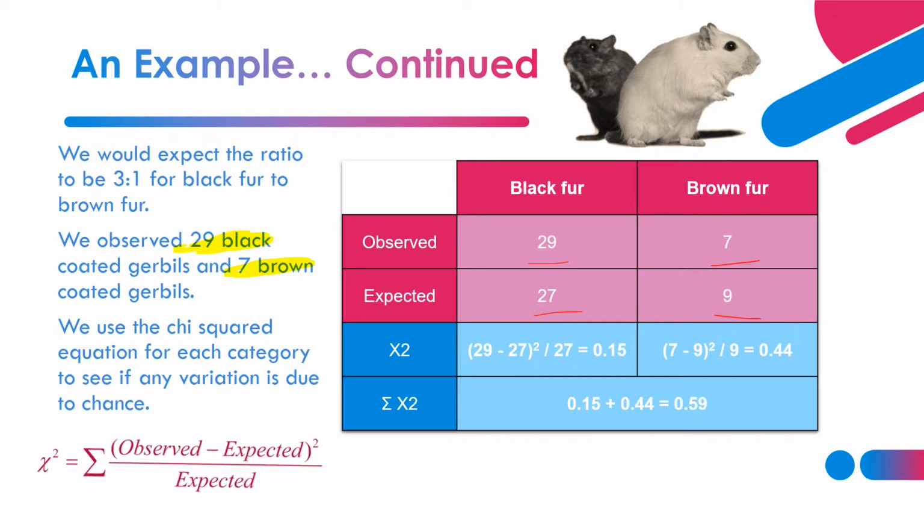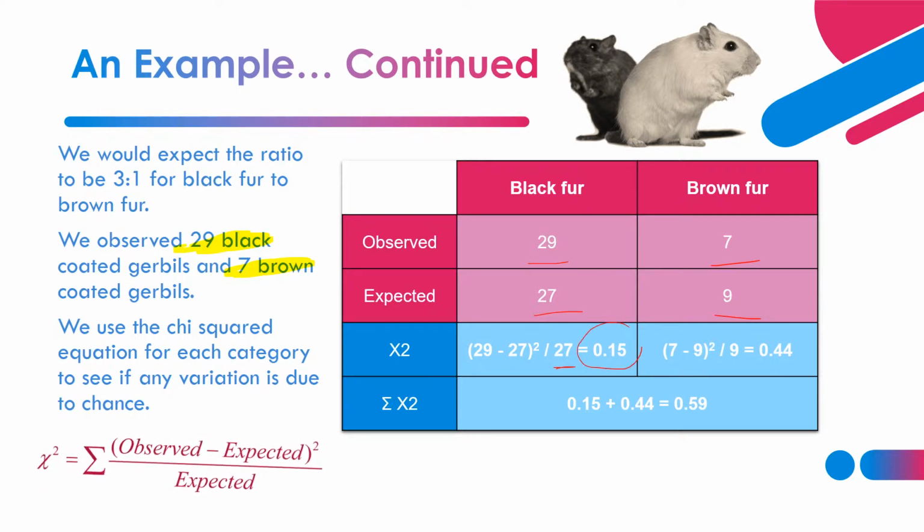We now need to go and have our ratio for that. So we do 36 divided by 4. So we know 1 is 9 and 3 times 9 is 27. So this gives us what numbers we should expect to see. Then we put these numbers into our equation. So 29, which is our observed, minus 27, which is our expected, squared, divided by 27, which is our expected.